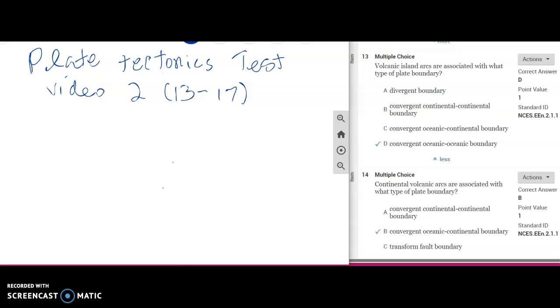And this is video 2 of your plate tectonics test explanations. This is for number 13 through 17. We're going to start with number 13. Number 13 says volcanic island arcs are associated with what type of plate boundary?